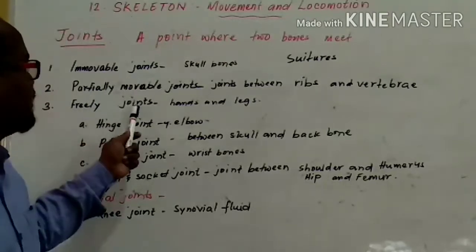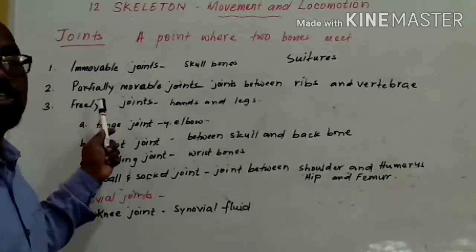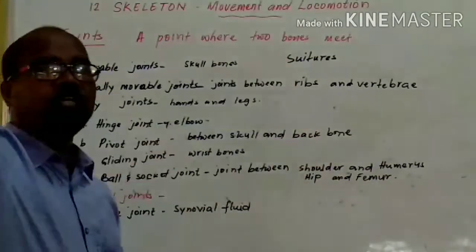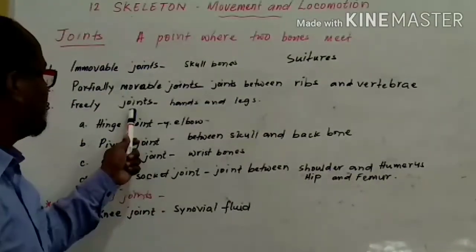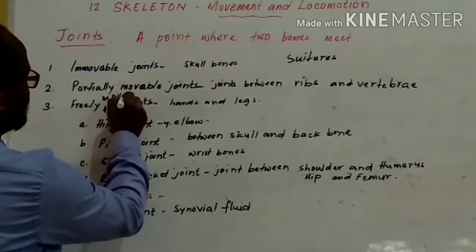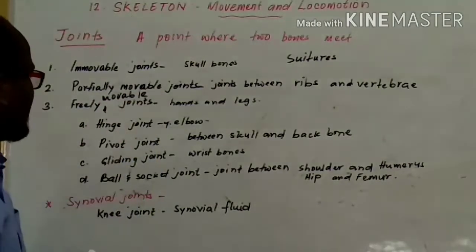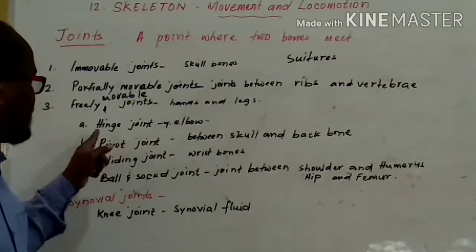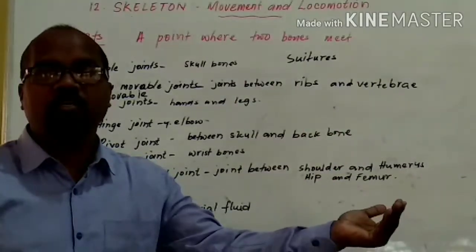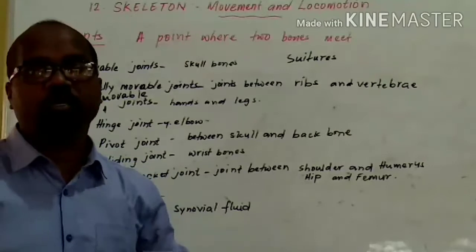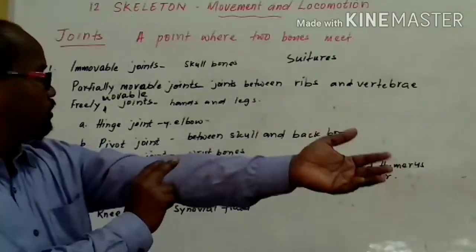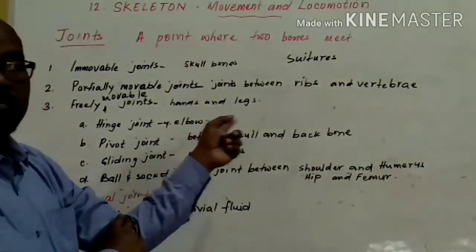Now, third one is freely movable joints. In the hands and legs here, see, freely movable joints. These freely movable joints are categorized into 4 types. Hinge joint. Hinge, you have seen door opens only one side. The other side, if you want to open, it will not open because it is locked from the other side. So hinge joint, for example, in the elbow.